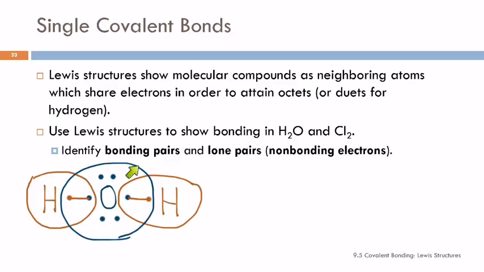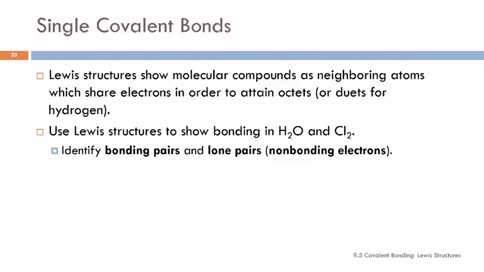So we have different types of electron pairs here. We have bonding pairs and we have lone pairs. The bonding pairs are the electrons that form the bonds that are being shared between the different atoms. And so these guys right here, those are being shared. Those are bonding electrons. It's a bonding pair, and this is a bonding pair. So bonding pairs in red, and we'll do lone pairs in green.